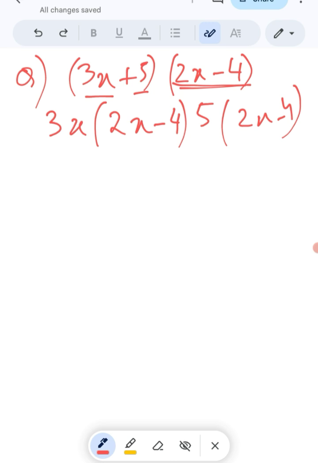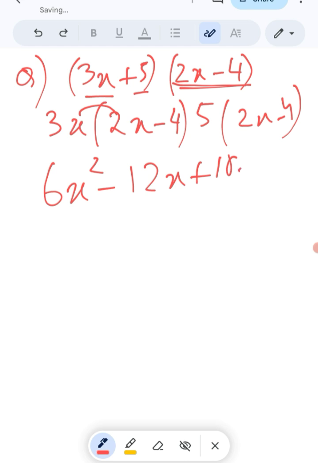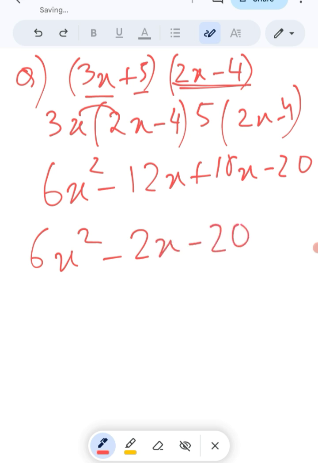3x multiplied by 2x like this is 6x square, minus 4 into 3 is 12x, right? 5 into 2 is 10x, and then 5 into minus 4 is going to be a minus 20. Now 6x square minus 2x minus 20 is going to be your answer because x square, x and 20, they cannot be solved further. Let's look at one more example.